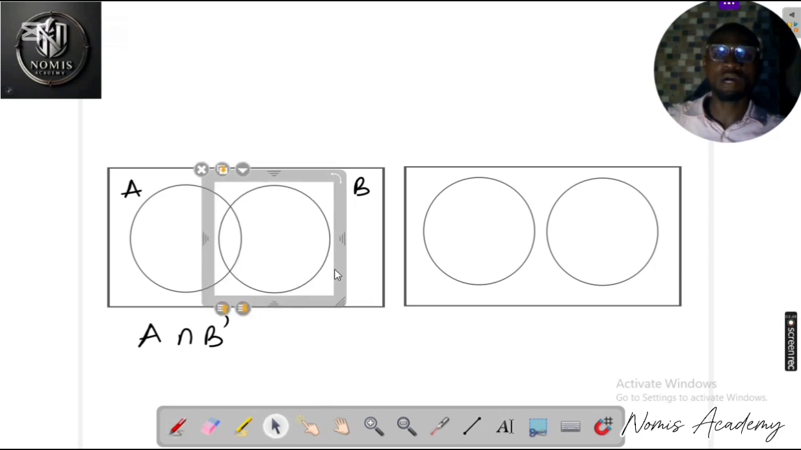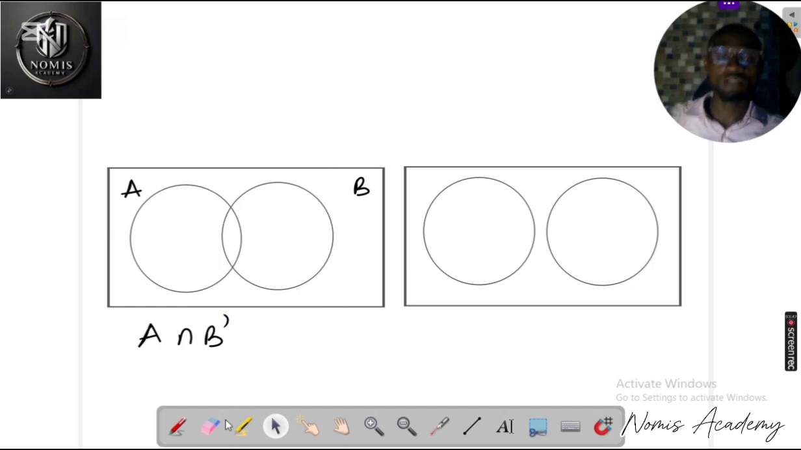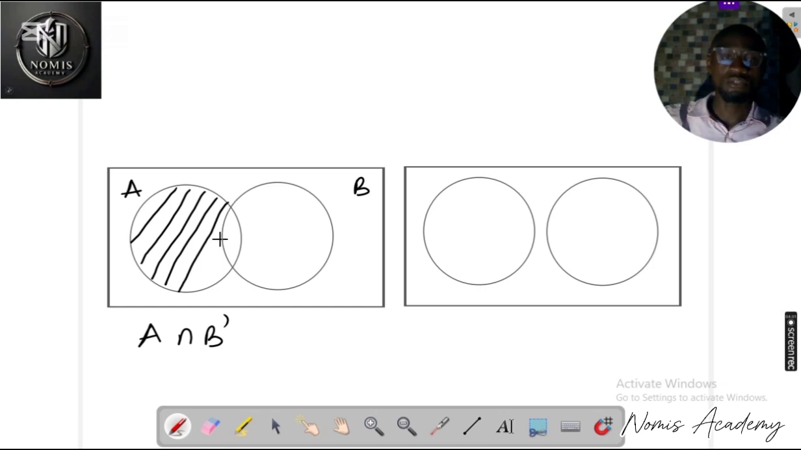When we now take the pictorial representation, we have something like this. So where am I to shade A intersect B complement? Is there any part of B that is not in the universal set? No. So only A will be shaded now. Only this part will be shaded. So this is A intersect B complement.